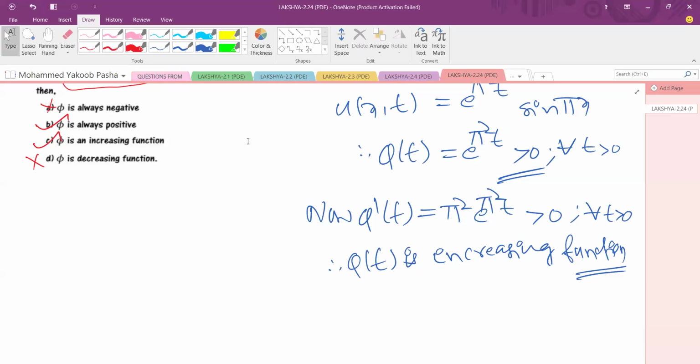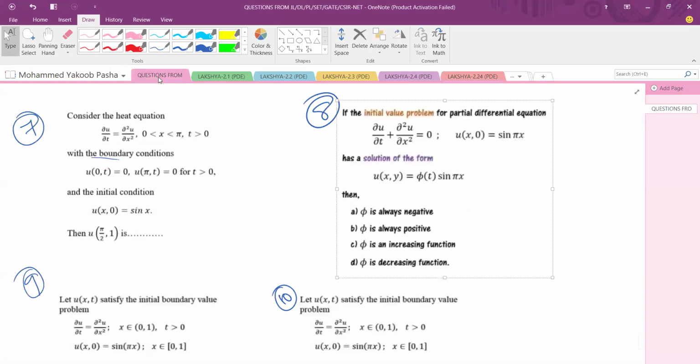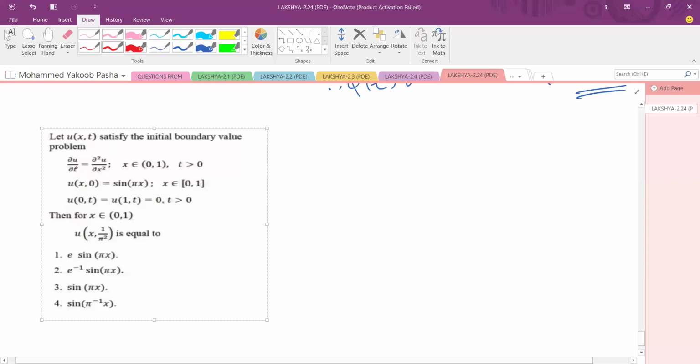Now I am taking another problem. My function satisfies the initial boundary value problem: dou u by dou t is equal to dou square u by dou x square, x belongs to open interval 0, 1, t greater than 0, and u of x, 0 is equal to sin pi x. u of 0, t is equal to u of 1, t is equal to 0, t greater than 0. Here also the interval is the same, 0, 1. So the initial condition here, u of x, 0 is equal to sin pi x.